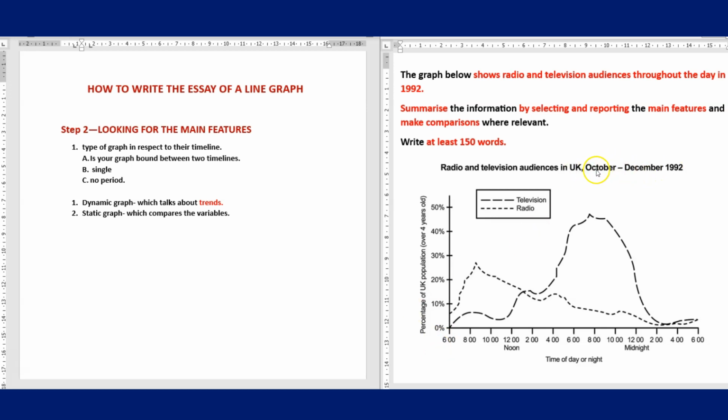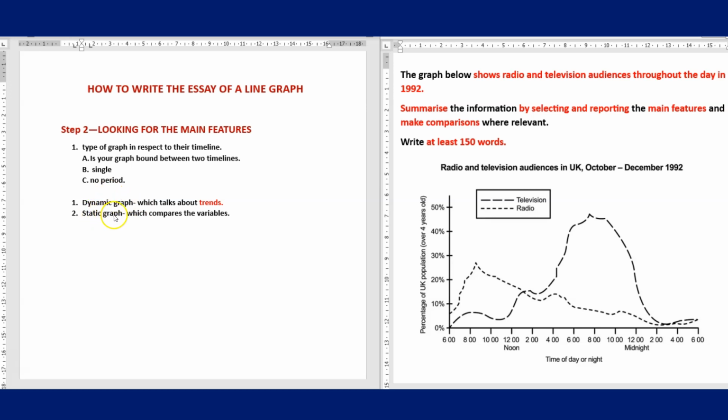It's from October to December, and it's from 6 a.m. to another 6 a.m. It shows two different times, from one particular period to the other. So that's what we call the timeline in which that particular research was taken. All right, so that is what we call the timeline. So if it is a dynamic graph, then it is bound between two times.